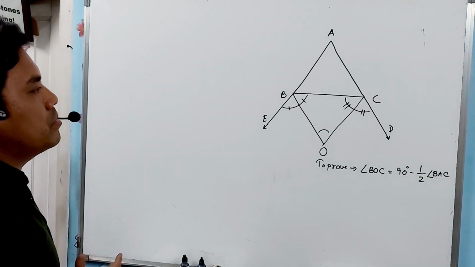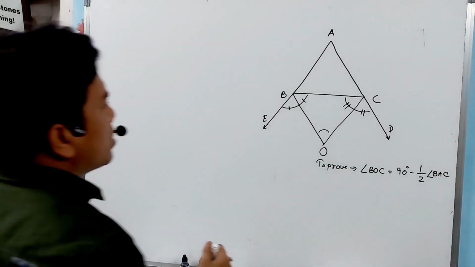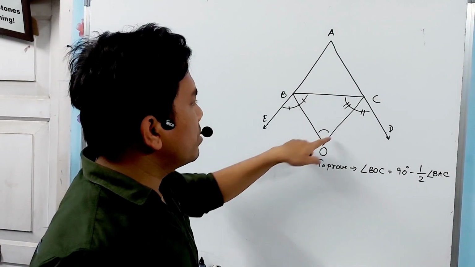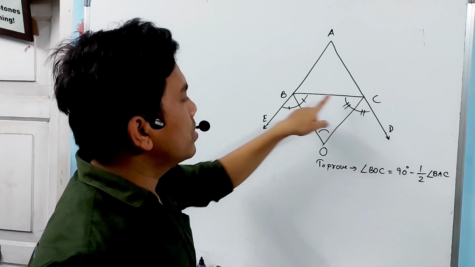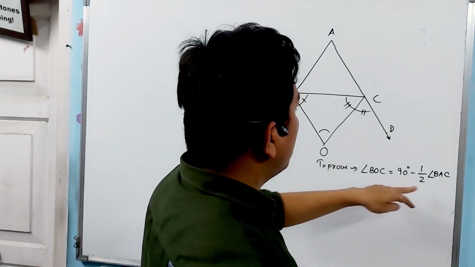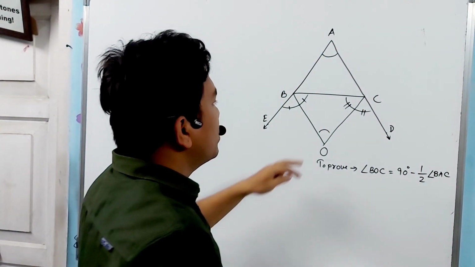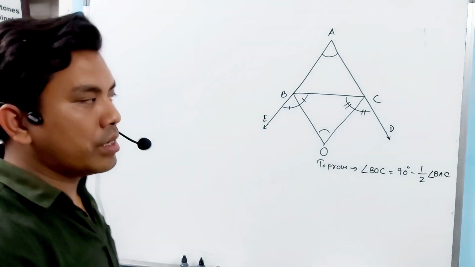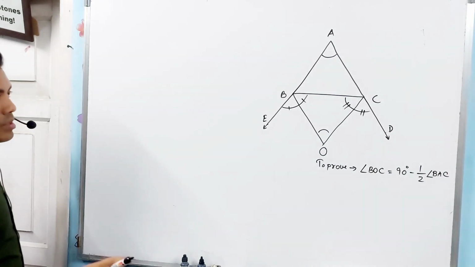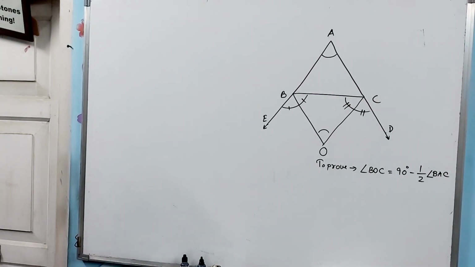BOC is a part of this triangle. Similarly, BAC is a part of this triangle. So we have to find the relation between this triangle and this triangle. Okay, the example is given in the book, I wrote the given section. Okay, directly we must start.